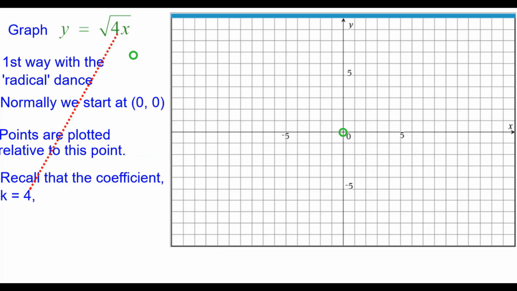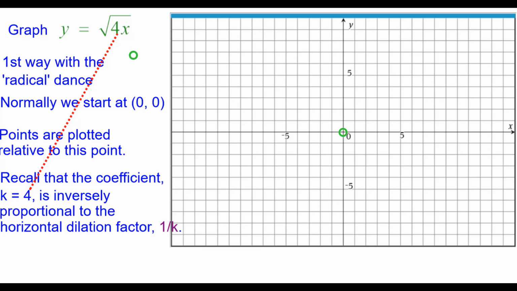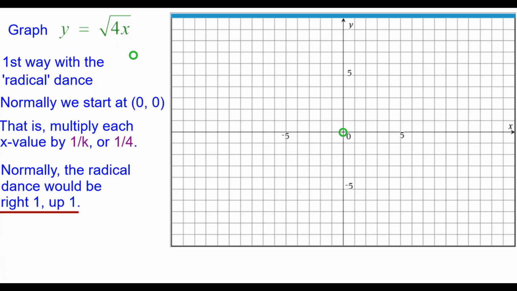Recall that the coefficient of x, 4, is inversely proportional to the horizontal dilation factor, which is 1 over k, which is 1/4. That is, we're going to multiply each x value by 1/4. Normally the radical dance is right 1 up 1, but for this one it's going to be right 1/4 up 1, because 1/4 times 1 is a 4th, and the y values are unchanged by this. So right 1/4 up 1.